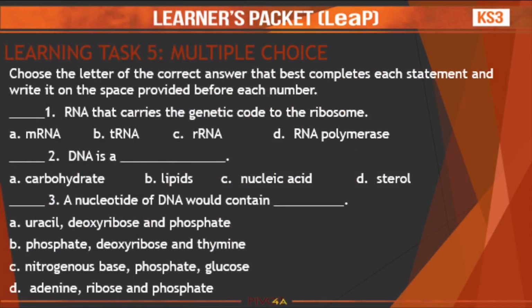Learning task number 5, multiple choice. Choose the letter of the correct answer that best completes each statement and write it on the space provided before each number. Number 1, RNA that carries the genetic code to the ribosome. A, mRNA, B, tRNA, C, rRNA, D, RNA polymerase. Number 2, DNA is a blank. A, carbohydrate, B, lipids, C, nucleic acid, D, sterol.